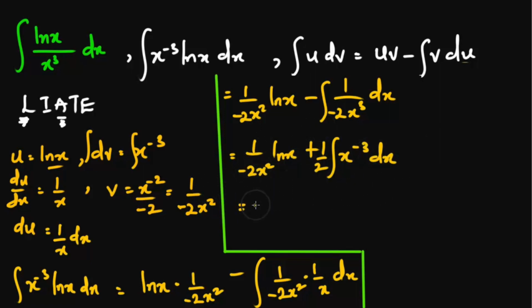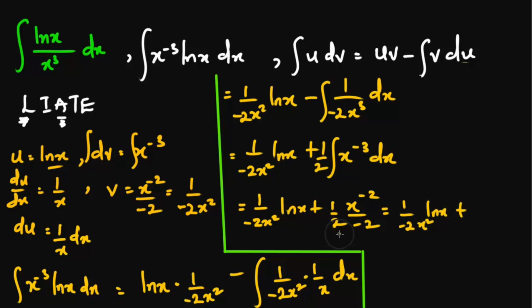Okay, so what do we have next? Let's integrate this guy. So we have 1 over minus 2x squared ln x plus 1 over 2 times x to the power minus 3 plus 1 is minus 2, right? Minus 2 divided by minus 2. And finally, we can conclude that the final answer is 1 over minus 2x squared ln x plus, okay, it should be minus, right? Because we have minus here. So this minus times plus minus, then 2 times 2, 4. So 1 over 4 x to the power minus 2, right?